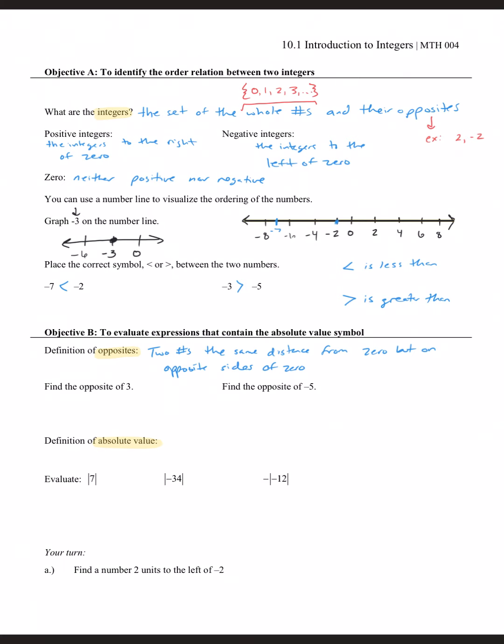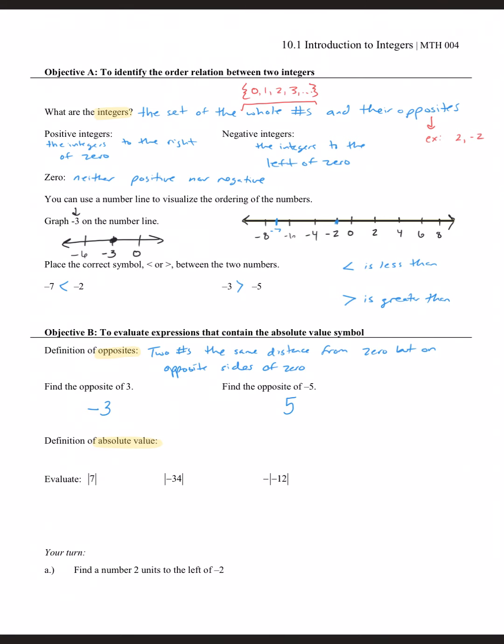So this first one, we want to find the opposite of 3. So what number is 3 units away from zero, but on the other side? Right, that would be a -3. Find the opposite of a -5. Again, 5 units away, but on the opposite side? Right, that would be a +5.